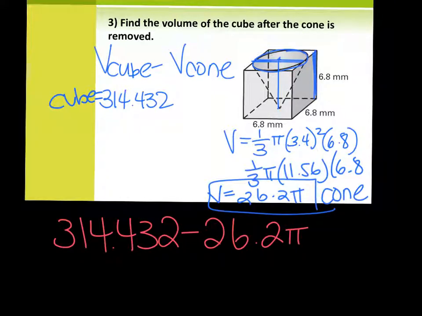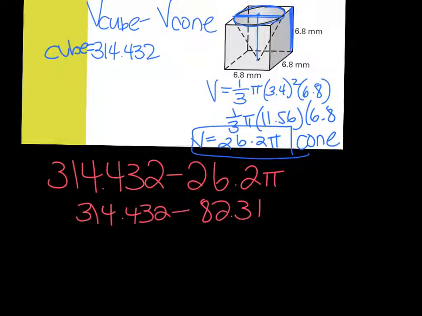With a calculator, you would probably do 26.2 times pi, which is 82.309, and then I would subtract that from 314.432. So 314.432 minus 82.31 is 232.1 millimeters cubed.